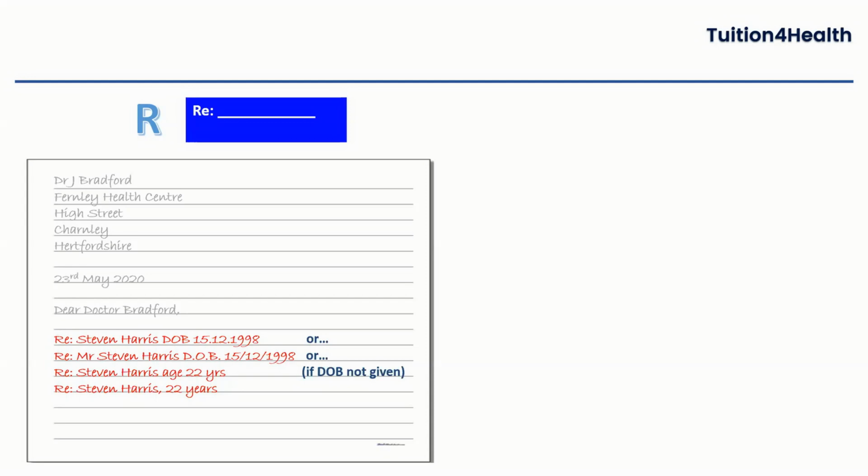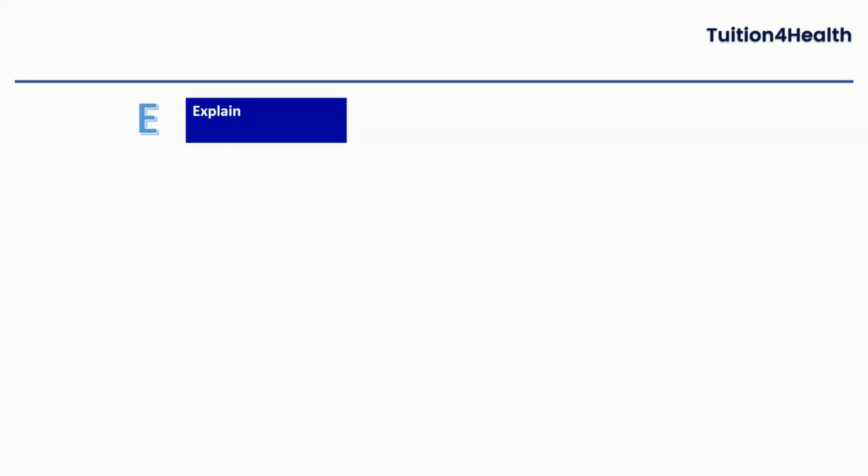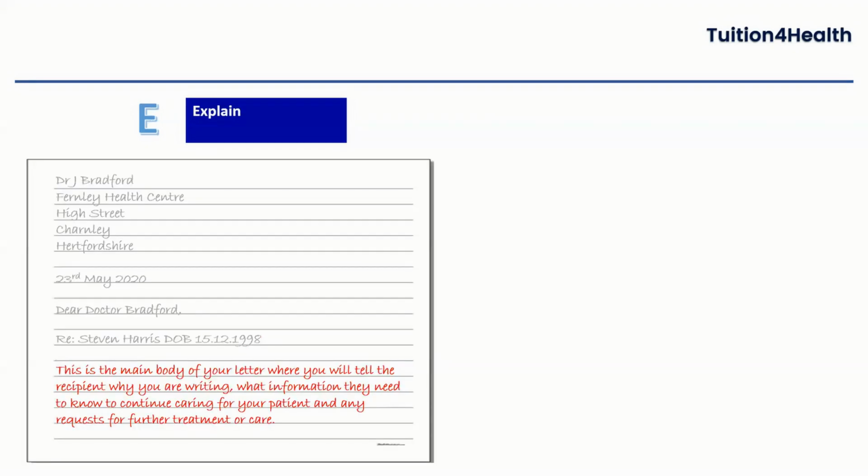E is for explain, and this is going to be the main body of your letter, the part that needs to be approximately 180 to 200 words. You'll need to expand and explain why you are writing and make any requests for further treatment or care. In this lesson, we're concentrating on the layout rather than the content. The main body of the letter is covered in other videos.